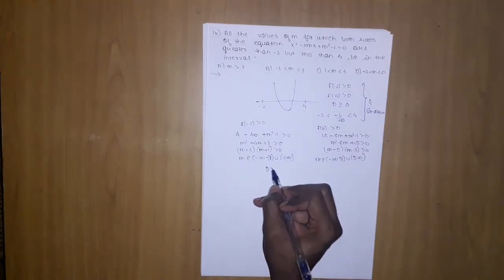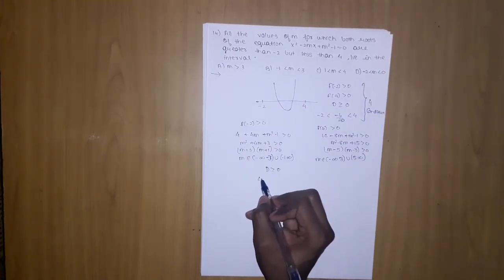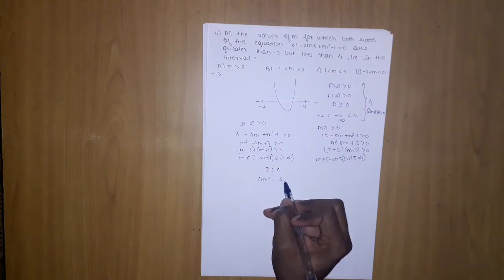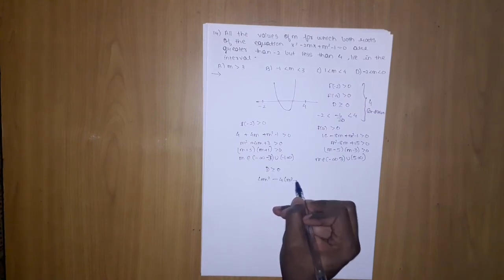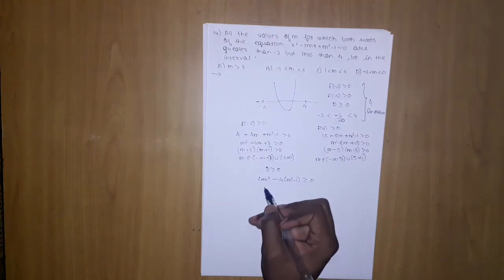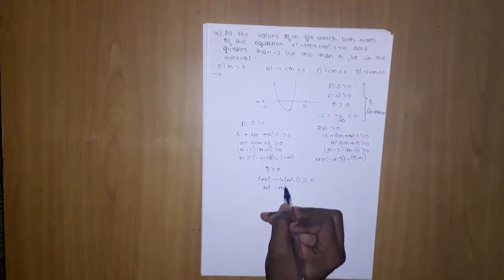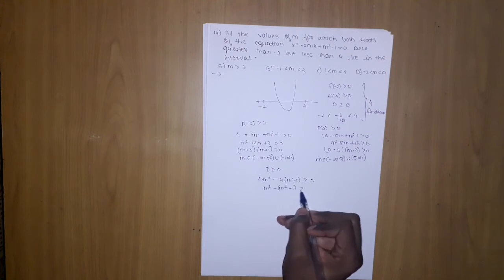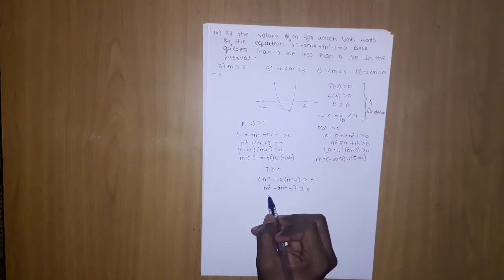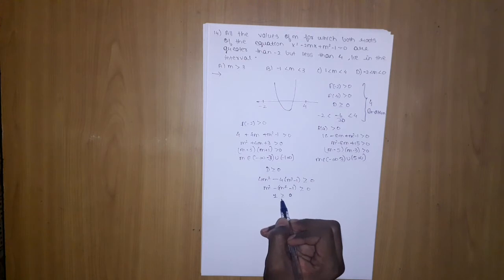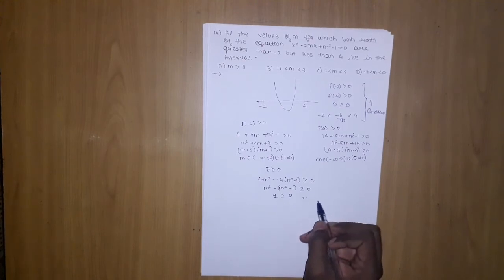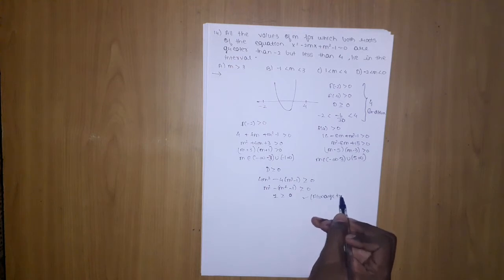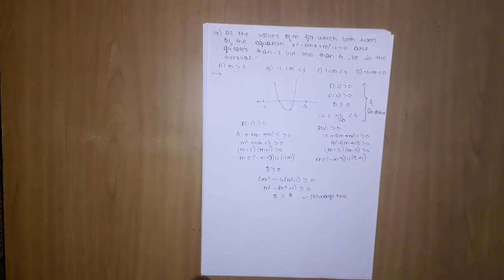Now d should be greater than or equal to 0. This is 4m square minus 4, a is 1, into c, m square minus 1, should be greater than or equal to 0. If I take out m, this thing will be m square minus 1 should be greater than or equal to 0. If I multiply, this m term will cancel out, and 1 should be greater than or equal to 0. So this condition is verified. Always true.